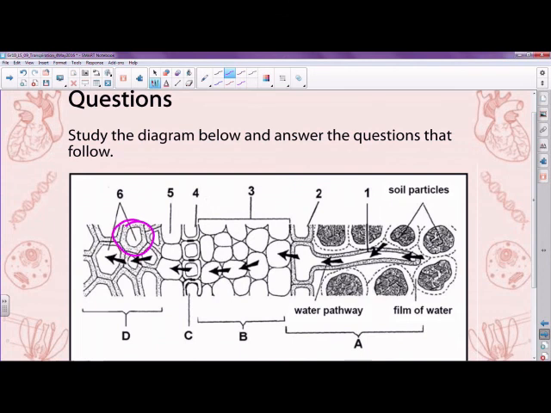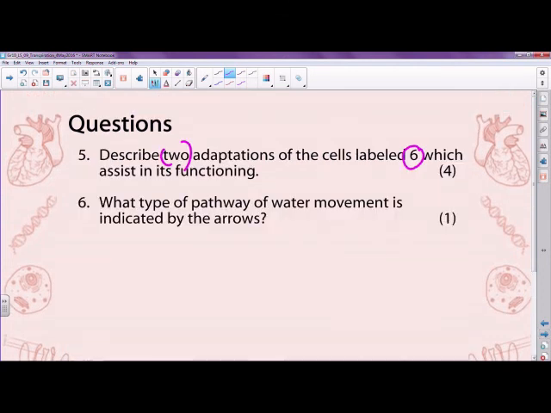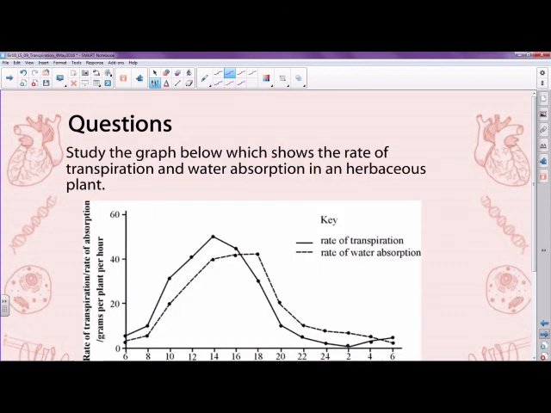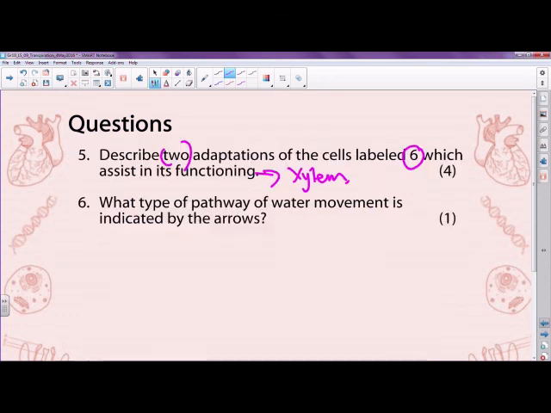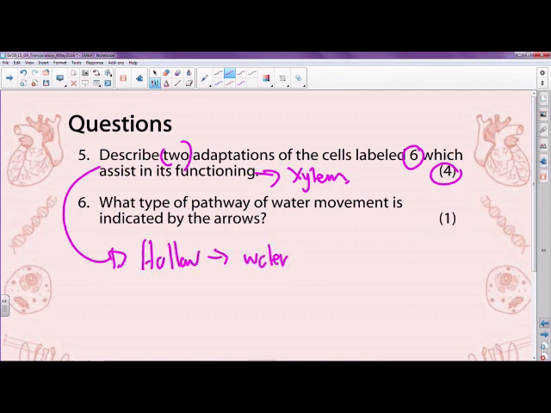Now I'm asking you, how are the xylem adapted for their functioning? First of all, they didn't ask you to write xylem, but if you write xylem down, it kind of focuses you on what you're looking at in your question. If you can remember what we said, xylem is made specifically for its function of transporting water. So what 4 marks there? Hollow. If it's hollow, water can move through easily.